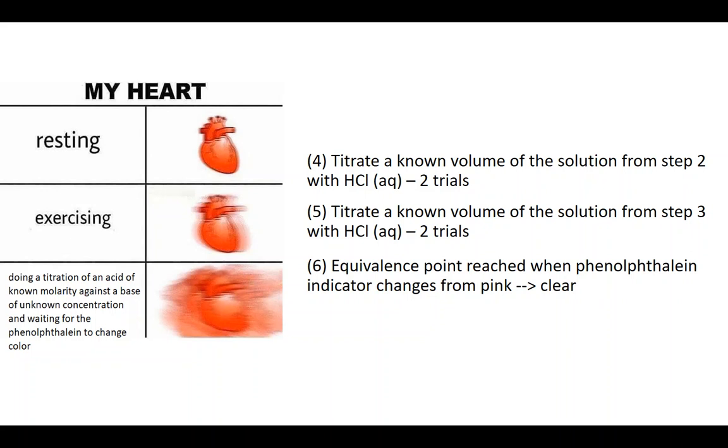Phenolphthalein is more commonly used when you're adding a base to an acid, in which case it starts off clear and then becomes pink. With this titration, we're actually taking our calcium hydroxide solution and we're adding the hydrochloric acid solution to it. So the pH starts very high at a very basic solution, and then as we add the hydrochloric acid, it decreases. So the phenolphthalein would actually go from pink to clear, which is the reverse of how you see a lot of titrations conducted.